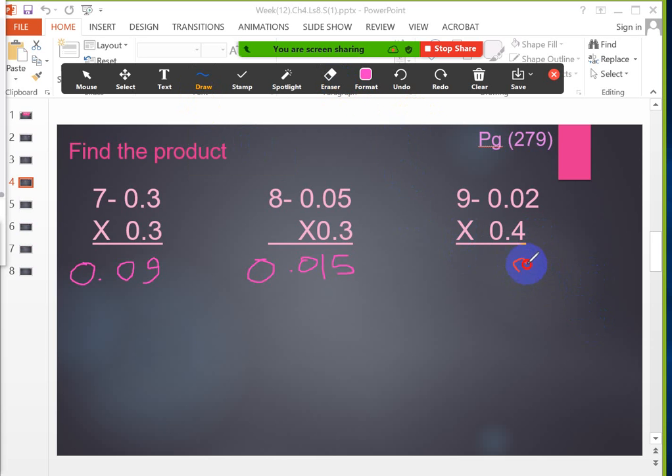The final answer will be what? How many digits after the decimal point in the product? 2. I have here 2, right? I have here 2, and here I have 1 only. So how many digits do I have to put after the decimal point?